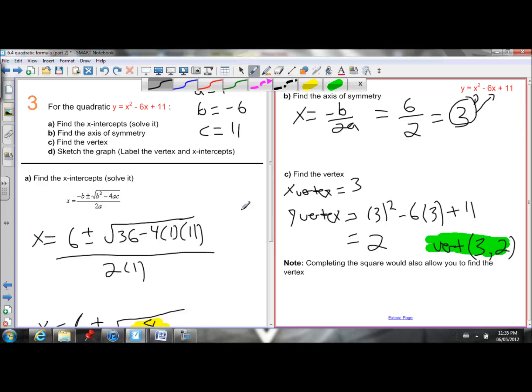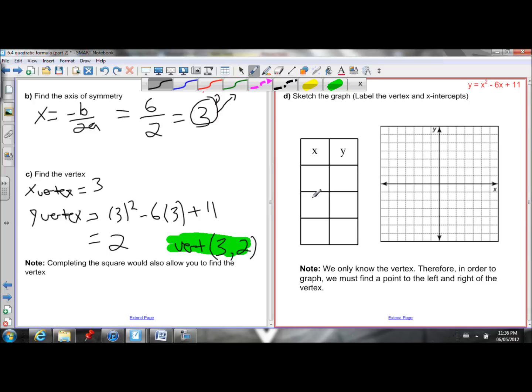Note, we could have also found this vertex by completing the square if we wanted to. I find it a lot less work just to use this formula to find the x-coordinate, the axis of symmetry, plug that in, and find the y-coordinate. But you could complete the square as well and find your vertex. Once we've found our vertex, this is all we know about our parabola so far. 1, 2, 3, 1, 2. Our vertex is right here. That's all we know. Well, we also know it opens up because our a value is 1, so it looks something like this.